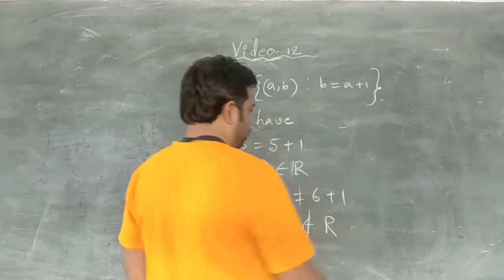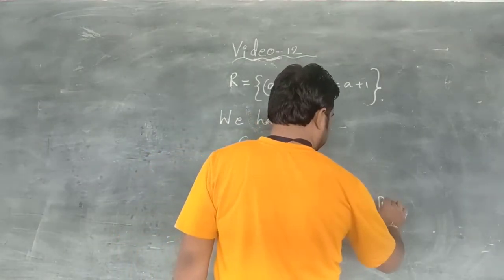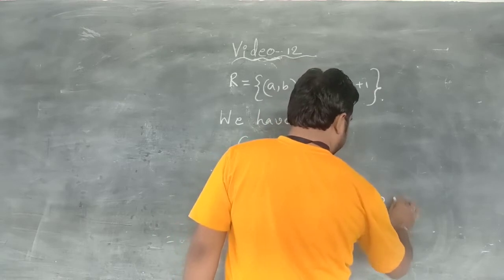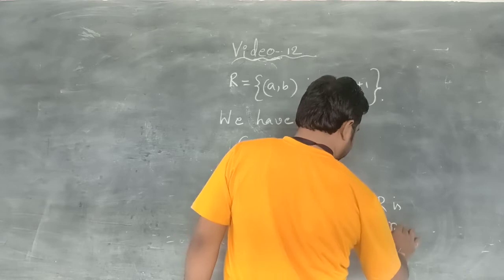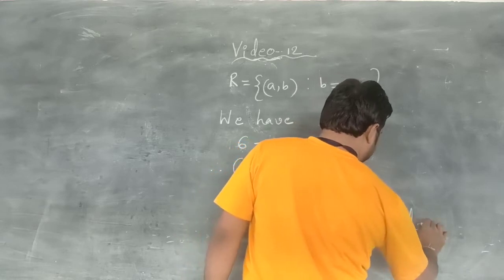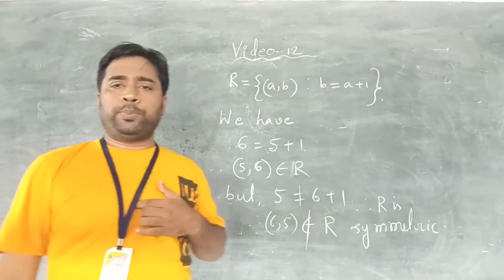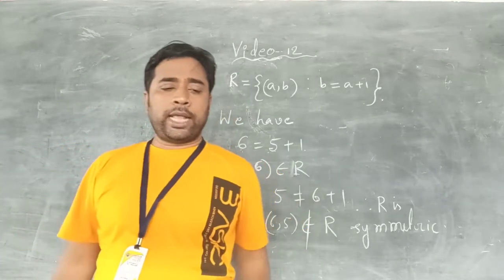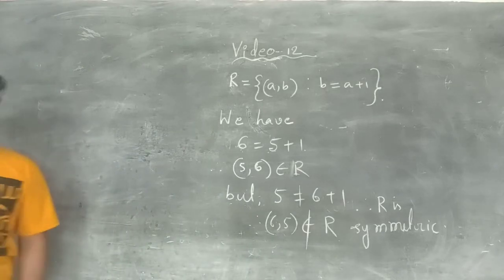Okay, so what you can write? So R is not symmetric. Okay, next we shall prove whether the relation is transitive or not. So let us see whether it is transitive or not.